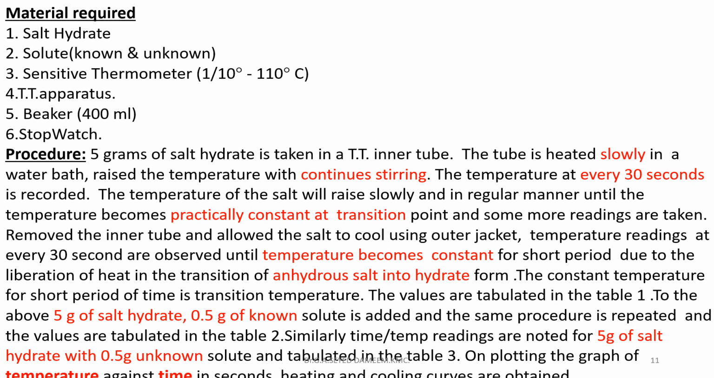Now the values are tabulated in table 1. The same procedure is repeated for 5 grams of salt hydrate with 0.5 gram of known solute, and the values are tabulated in table 2, and also for 5 grams of salt hydrate with 0.5 gram of unknown solute, and the values are tabulated in table 3. On plotting the graph of temperature against time in seconds, heating and cooling curves are obtained. From this curve, the transition temperature is determined corresponding to the line which is parallel to the time axis. That temperature is called the transition temperature.